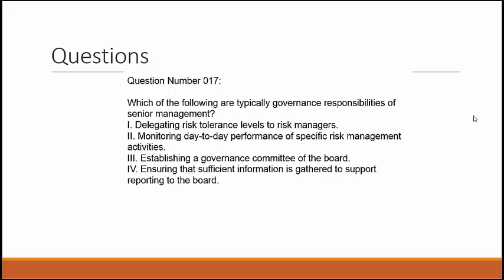And what we see here is there are 4 options, and I think you can pick 1 or 2 of them, and they were set up in such an order. But let's just kind of look through this. So the first item is delegate risk tolerance levels to risk managers. Okay? Monitor day-to-day performance of specific risk management activities, establish a governance committee of the board, and ensuring that sufficient information is gathered to support the reporting to the board.